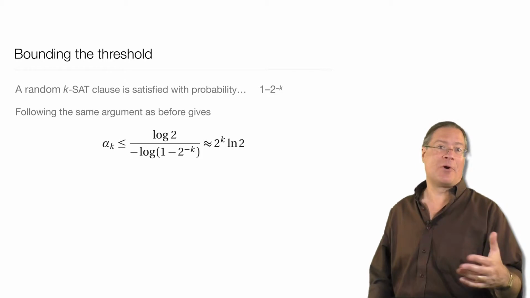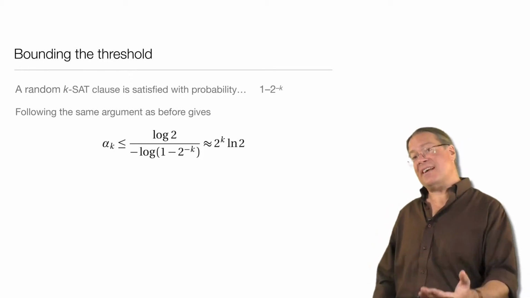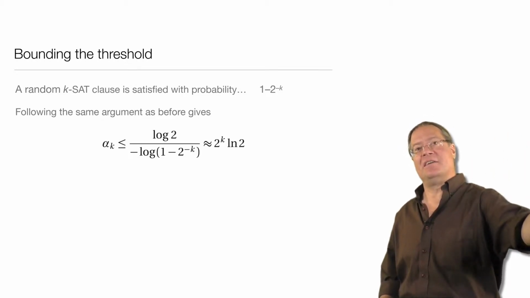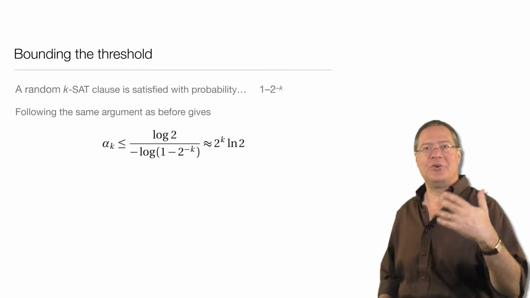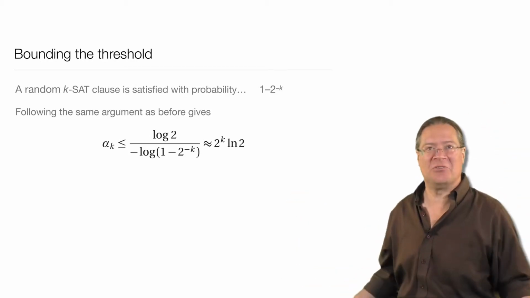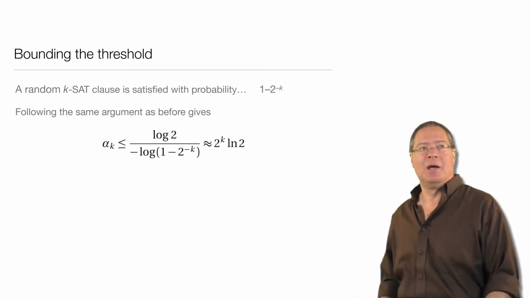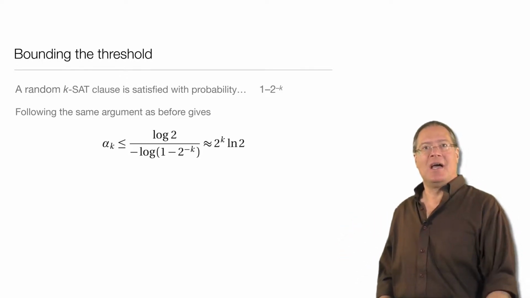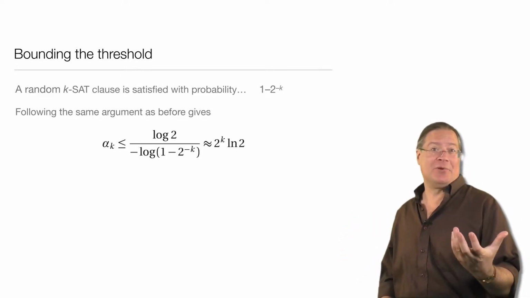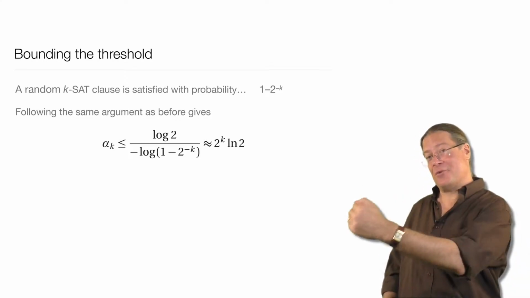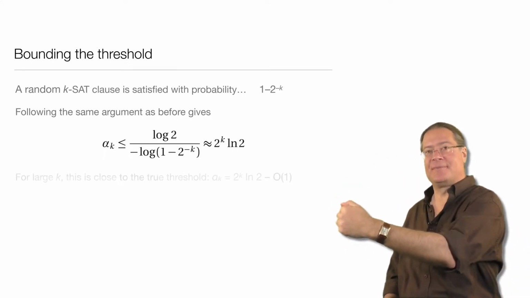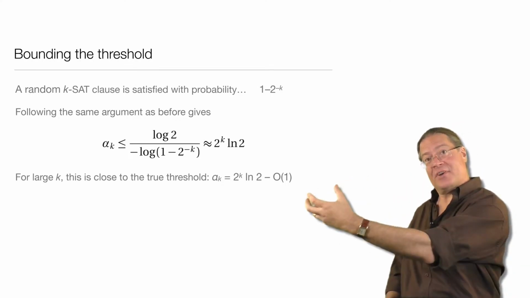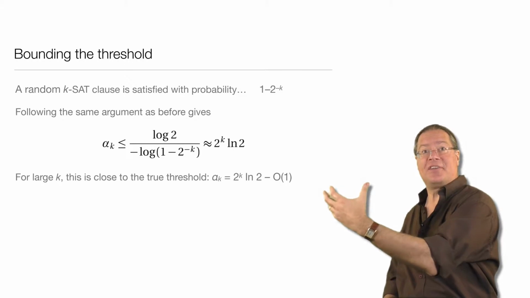If we follow the same argument as before, this predicts a value for the threshold which grows exponentially with k. Indeed, it grows as 2 to the k times the natural log of 2. All right. But remember, this is only an upper bound, not a lower bound. So it was an open question for a long time whether this is close to the truth or whether it's a huge overestimate. It turns out that this is pretty close to the true threshold, which is just a constant below this as k gets large.